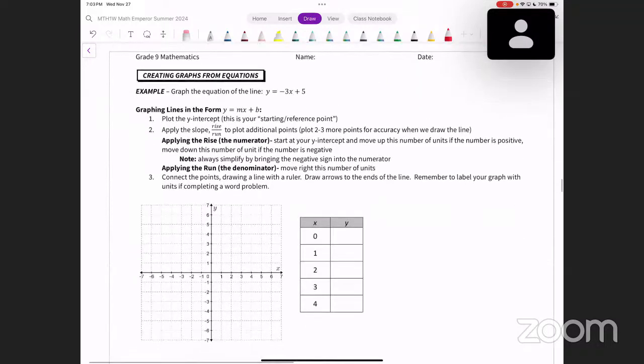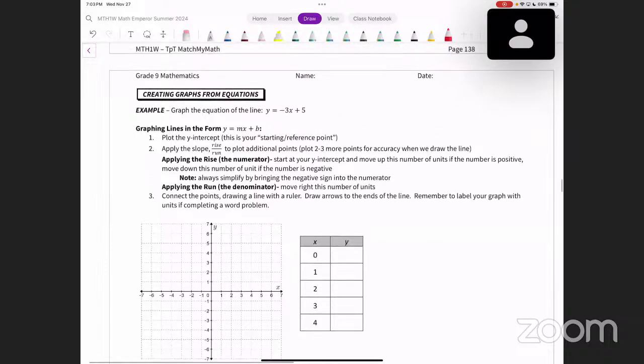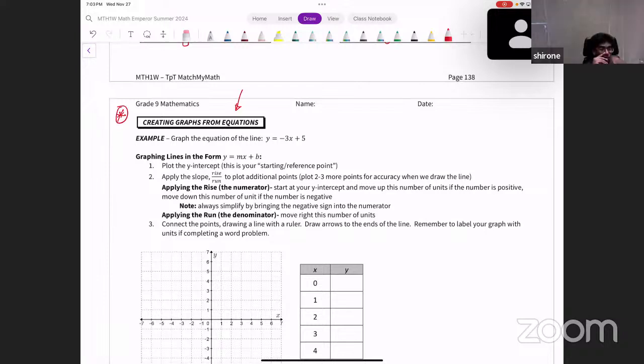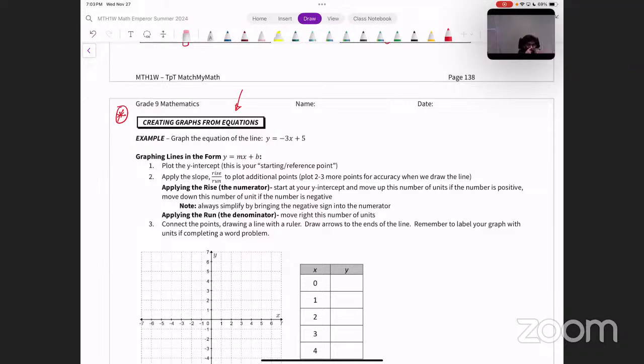All right. Now what we want to do is create a graph from an equation. That's a very important skill. So here are the steps. Plot the y-intercept. This is your starting point. Apply the rise over run. And then connect the points, drawing a line with a ruler.